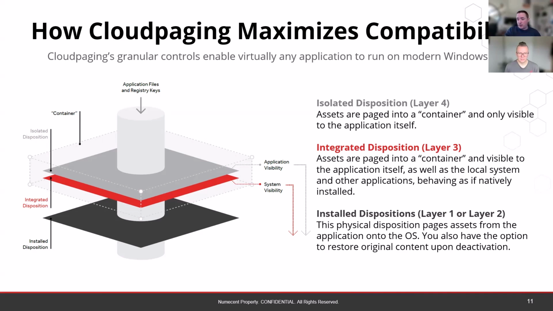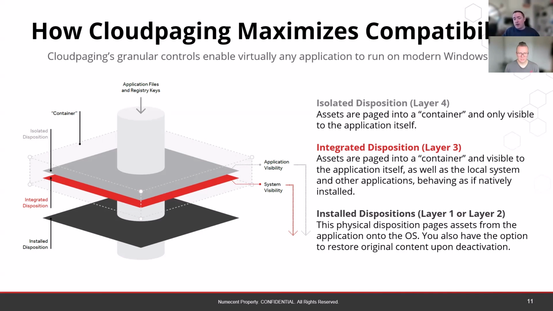Integrated disposition layer, layer 3. This would be what we call a good default layer. This allows that application to interact with other applications. It gives it enough visibility of the local system to allow the application to have a pretty high rate of compatibility and a good chance of working just out of the gate.